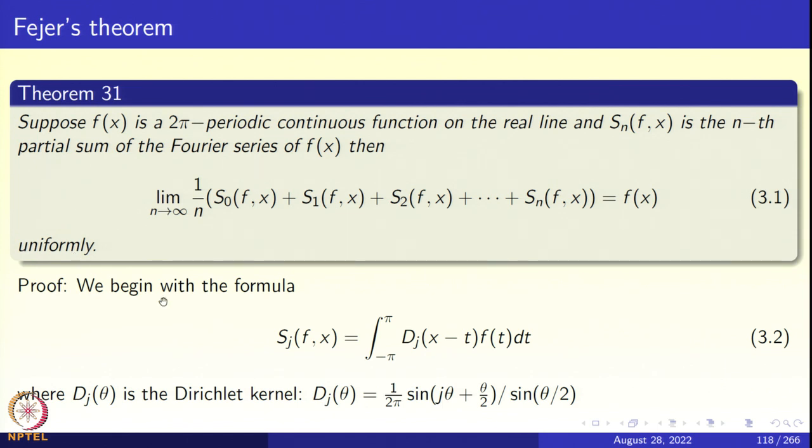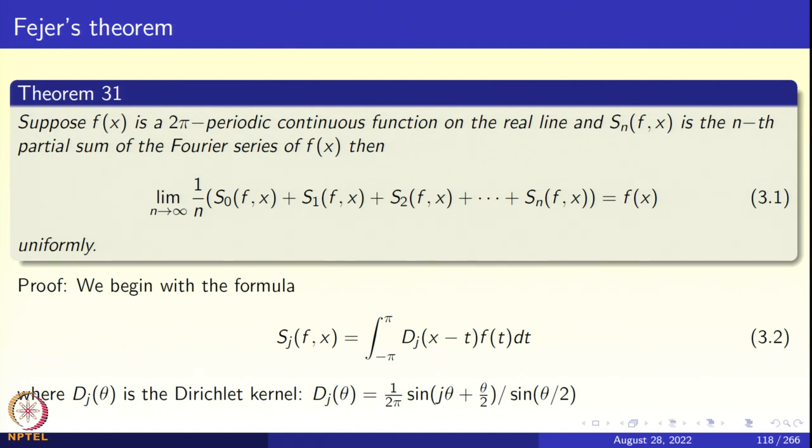So let us begin with the formula for the partial sums. What is the formula for the partial sums? We already derived that formula. The jth partial sum Sj f of x is given by the integral from minus pi to pi of Dj(x minus t) f of t dt, equation 3.2 in the slide, where Dj is the Dirichlet kernel. What is the Dirichlet kernel? It is recalled for you in the last line in the slide. Dj of theta is 1 upon 2 pi times sine of (j plus 1/2) theta divided by sine theta by 2.